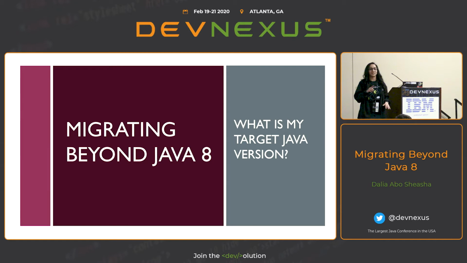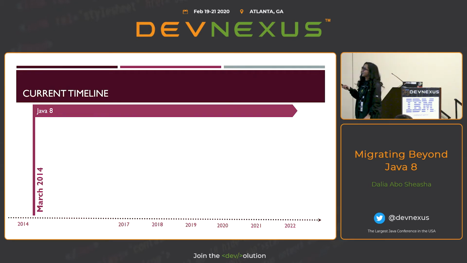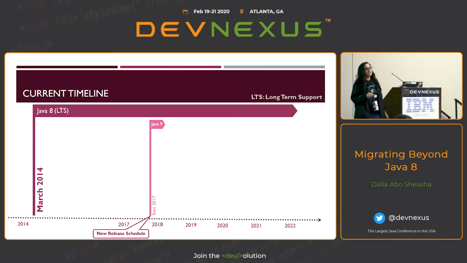Let's talk about what. What are you migrating to? Before, it was a very simple answer, right? Before, we had it like this. Java 6 came out in 2006. 5 years later, Java 7 came out. 3 years later, Java 8 came out. And you just migrated from 6 to 7, 7 to 8. But now, you have a new release schedule.